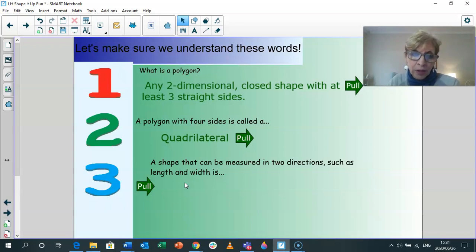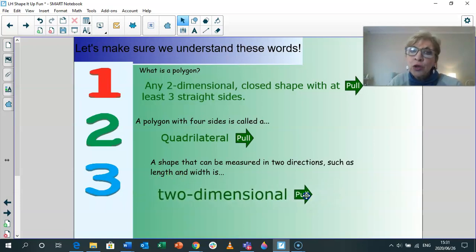Now, the third question we need to look at is: a shape that can be measured in 2 directions, such as length and width or breadth, is what? What is that shape called? Well, it's called a 2-dimensional shape. A 2-dimensional shape, not a 3-dimensional shape. A 3-dimensional shape is measured in 3 different directions. So it is length, width, and height.